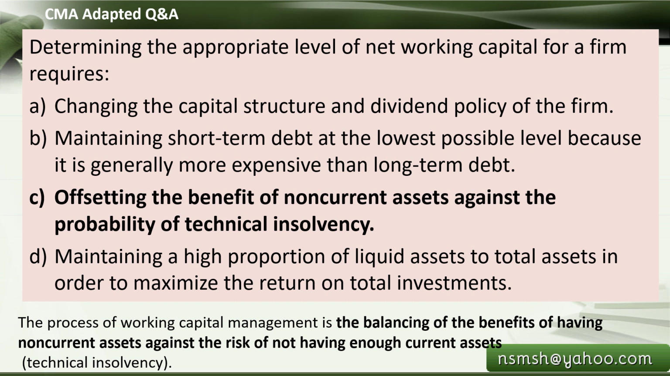And C is correct, we saw already. And D, maintaining a high proportion of liquid assets to total assets in order to maximize the return on total investment. We studied already that when we hold a lot of cash or cash equivalents, we are not utilizing the potential, and the opportunity cost of that will be heavy. So option D is also not the right choice. Therefore choice C is correct.